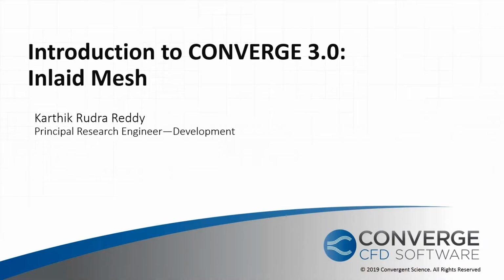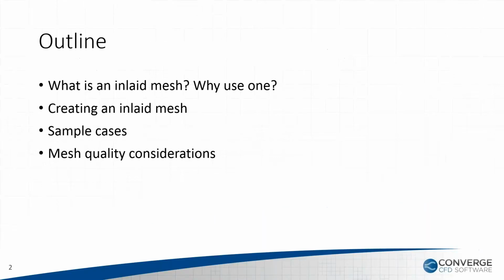So let me get started on my presentation here. I'll be talking about what an inlaid mesh is and why we would want to use one. Then I'll be talking about how to create an inlaid mesh using CONVERGE Studio, and I'll demonstrate that using a couple of example cases. Finally, I'll be talking about a few things to keep in mind in order to get a good quality mesh when you're generating the inlaid mesh in Studio.